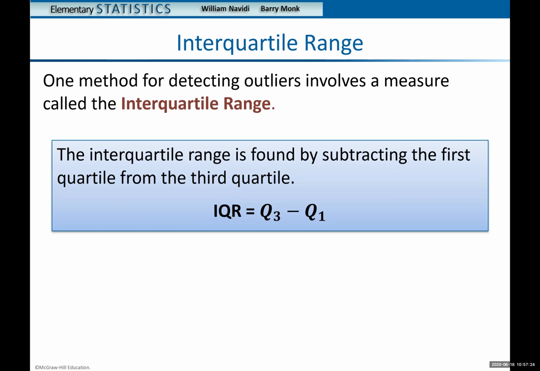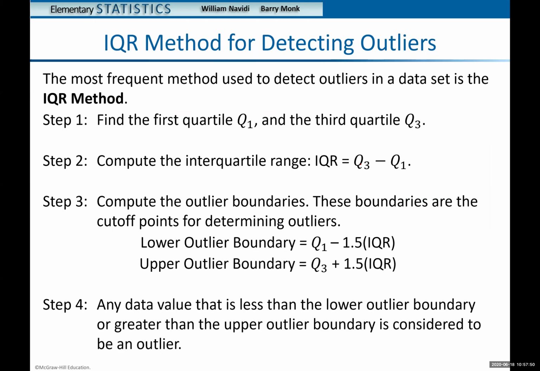Next, interquartile range, IQR. Copy this formula. It's just the difference between the upper and the lower quartiles. Q3 minus Q1. And we need that to get the outliers.